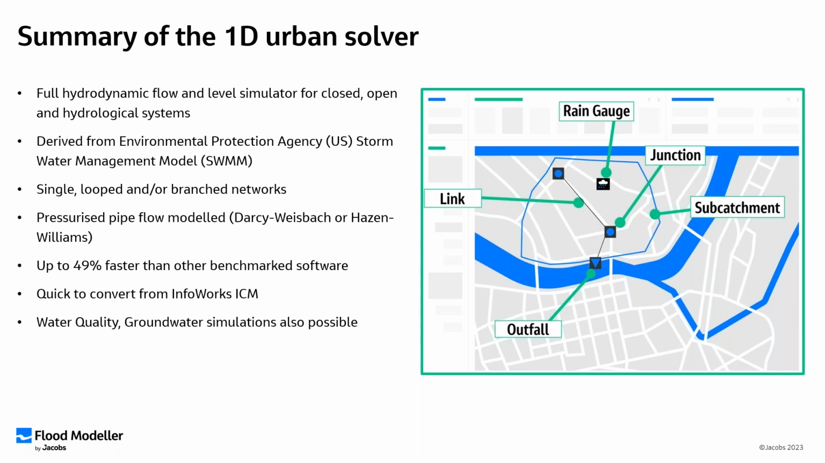The 1D urban solver was recently benchmarked against other available modeling software with drainage network modeling capabilities, finding that Flood Modeler was up to 49% faster, providing results that were in close comparison with the other software. And importantly, existing 1D drainage network models, such as those within InfoWorks ICM, can be quickly converted into Flood Modeler using our efficient conversion process provided in the step-by-step guide on the Flood Modeler website.